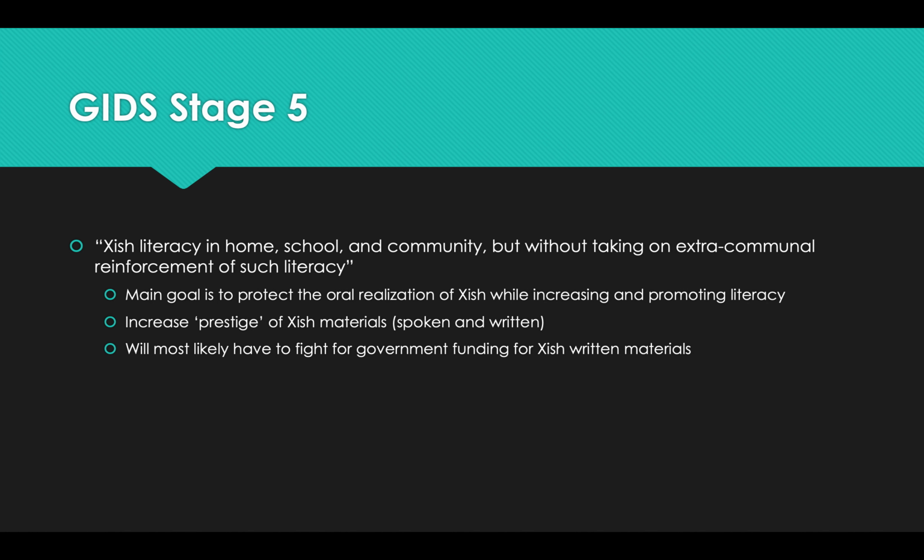All right, so now we move to stage 5. Remember, things are getting better at every stage. So X, literacy in the home, school, and community, but without taking on extra communal reinforcement such as literacy. So you're able to use X language in your home. You're able to use it in your school. You're able to use it in your wider community. But it doesn't necessarily have, so it talks about this extra communal reinforcement of such literacy.